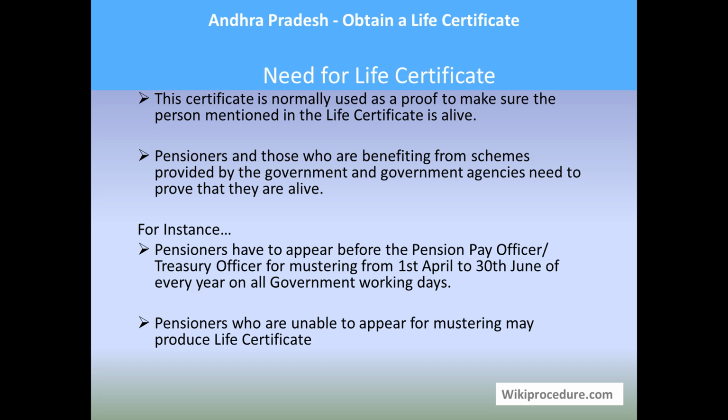This certificate is normally used as a proof to make sure the person mentioned in the life certificate is alive. Pensioners and those who are benefiting from schemes provided by the government and government agencies need to prove that they are alive by submitting this certificate to the respective authorities as prescribed. For instance, pensioners have to appear before the pension pay officer or treasury officer for mustering, registering from 1st April to 30th June of every year on government working days. Pensioners who are unable to appear for mustering may produce a life certificate, as we are going to see how this is going to be processed.